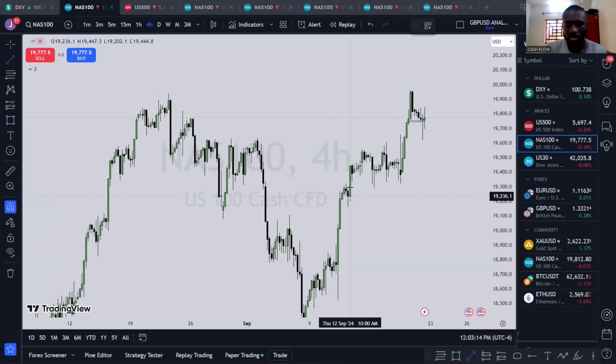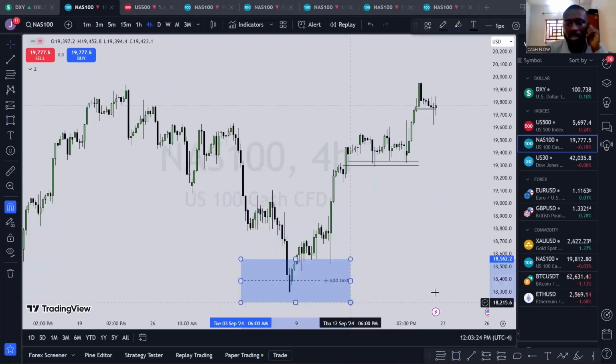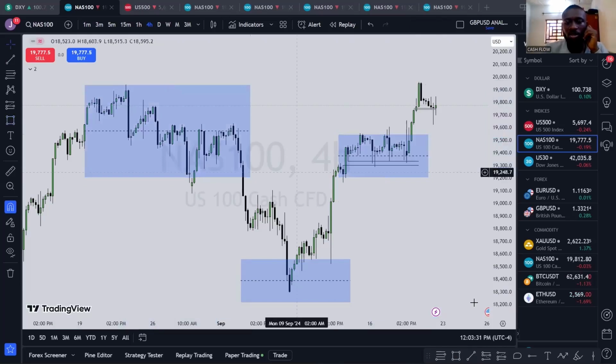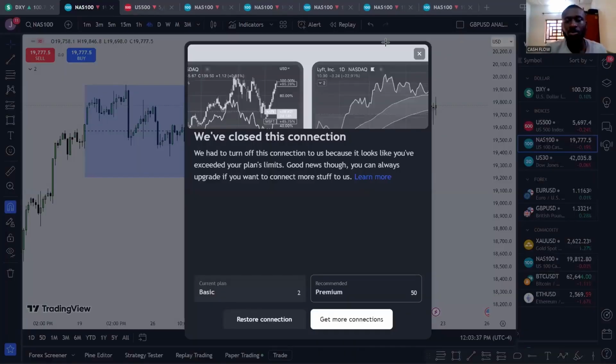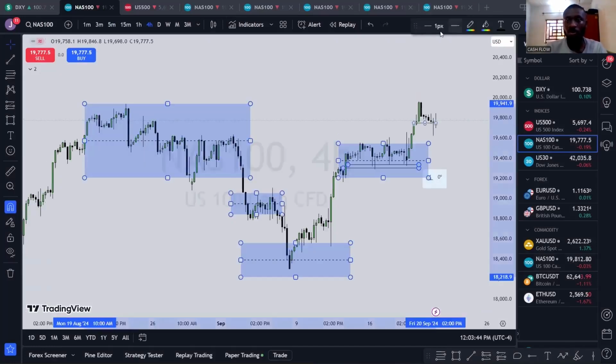Let me just draw this out. See how it came into this fair value gap multiple times. So this is the market maker buy model. This is the smart money reversal. This is reaccumulation. Here is the initial consolidation. You can see that this high was taken here, so this is a buy. The market maker model is something I'm also going to be teaching you soon enough.